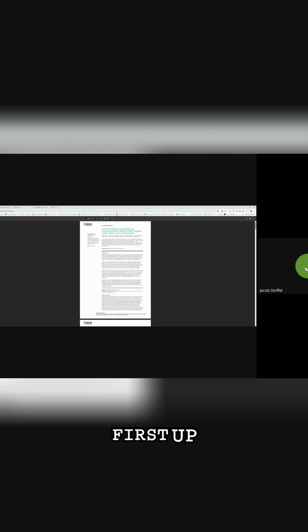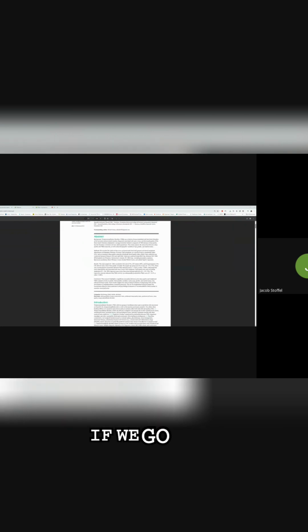First up, sleep quality and TMD symptoms among young adults, a cross-sectional study. Basically, if we go down to what they found in this research, there is a significant association between poor sleep quality and heightened temporomandibular disorder symptom severity in adults.